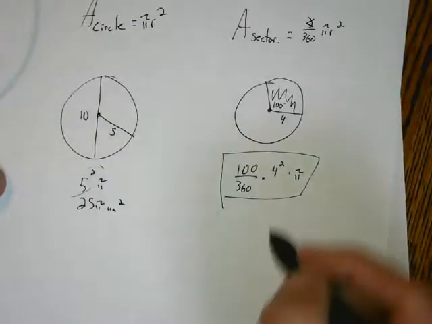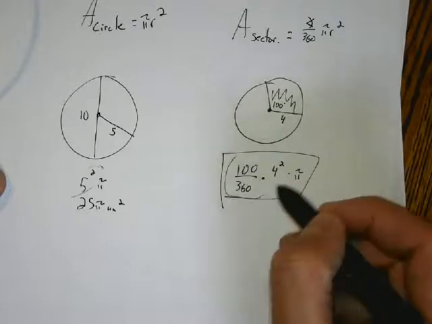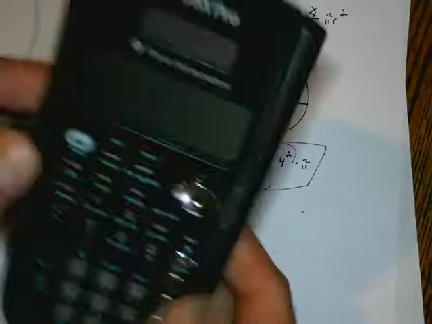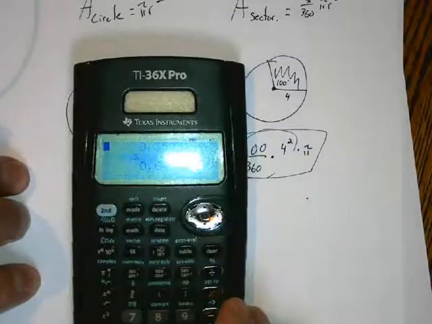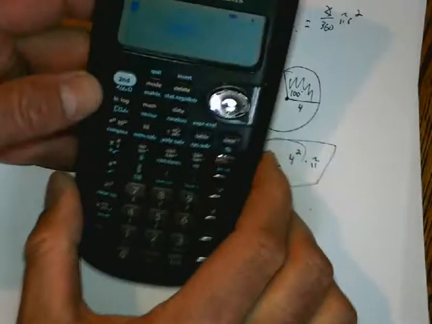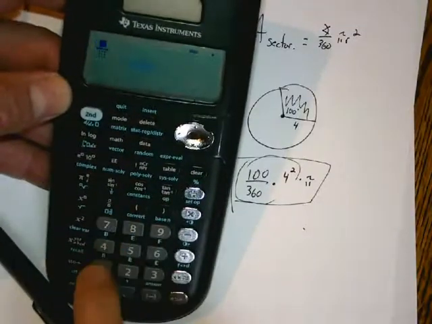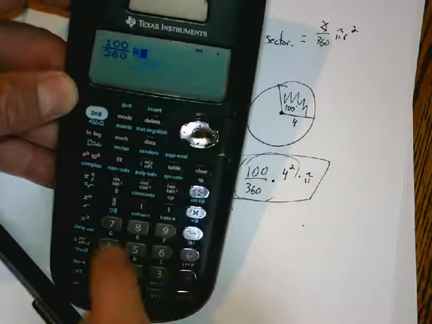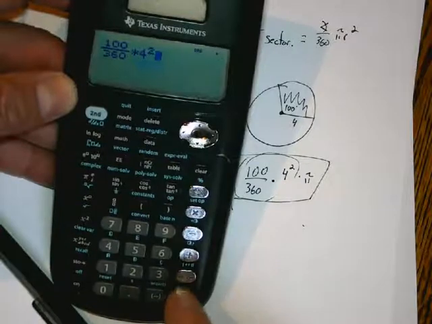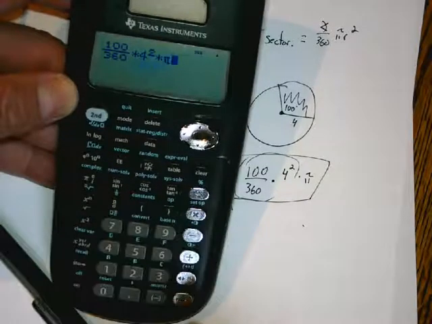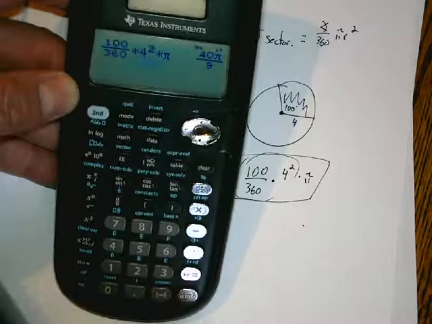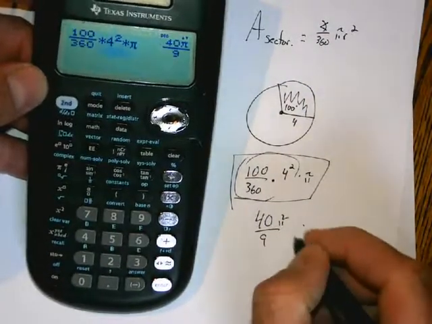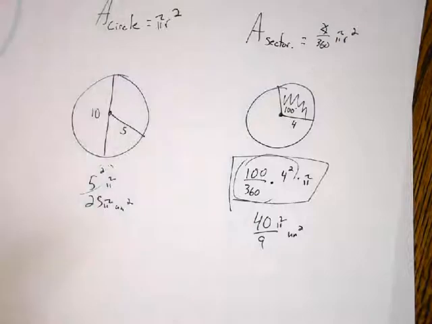If you don't, what you would do is type in this chunk first, hit enter, and then put the pi at the end. So let's see here. If we do this correctly, oops, sorry about the glare. 100 over 360 times 4 squared times pi. That gives me my answer, 40 pi over 9. That's what we call exact answers. That's what we want to make sure that we continue to do. Okay? Don't forget to put your units in there.